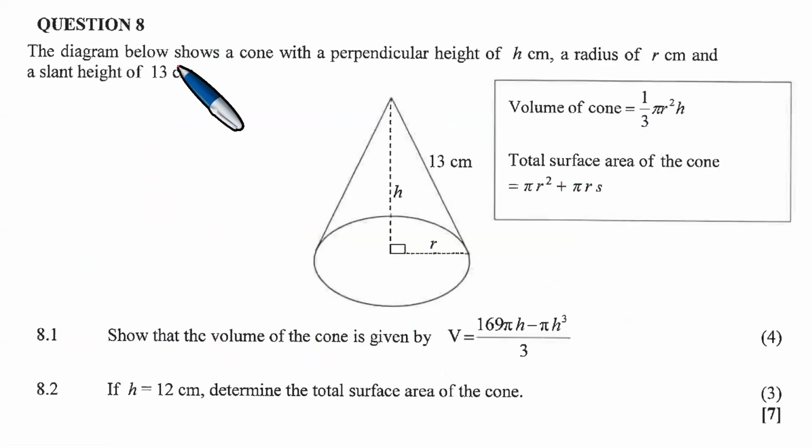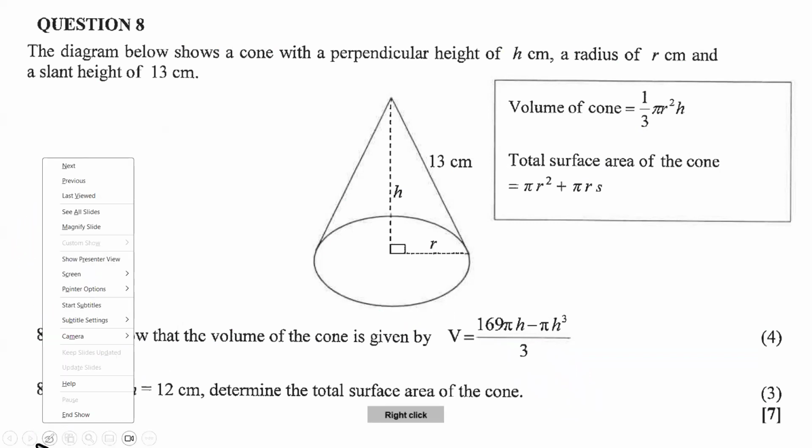Question 8. The diagram below shows a cone. Here is a lovely cone with a perpendicular height h centimeters, a radius r centimeters, and a slant height of 13 centimeters. Show that the volume of the cone is given by this particular equation. To find the volume of the cone, there are a couple of things that remain very important. But first things first, we want to solve question 8.1, and in question 8.1, proceed as follows.